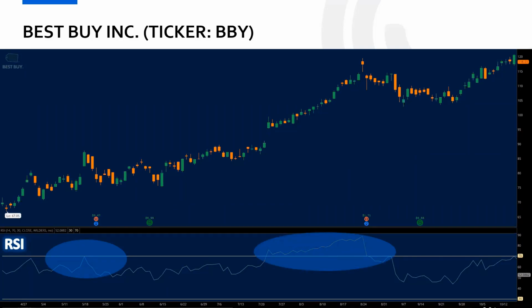But what happened to the stock? It actually took off. So it was kind of ranging between 70, 75, 80, and then takes off and goes up to over $100 a share in a matter of months, all while the RSI was telling us that it was overbought and we shouldn't be getting into the stock. So again, it misled us.